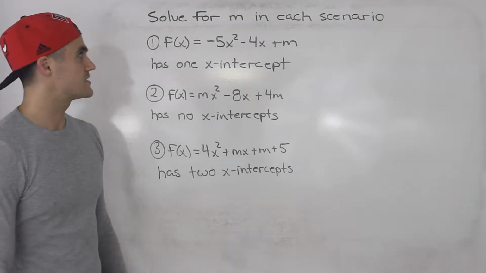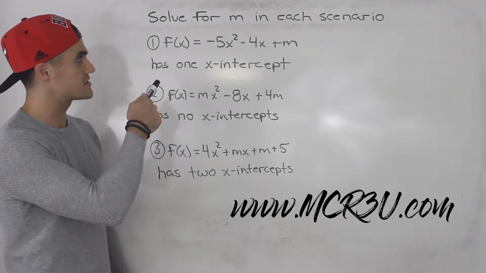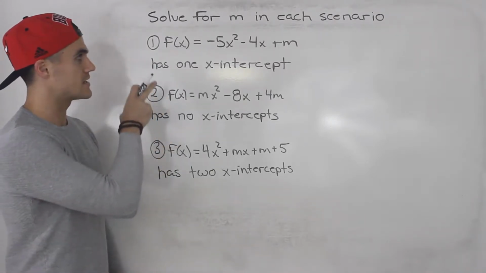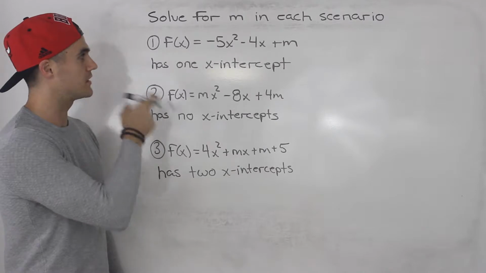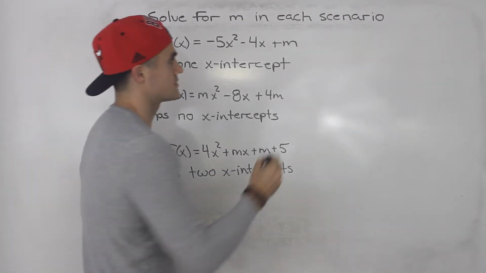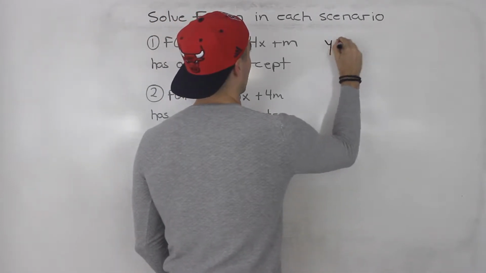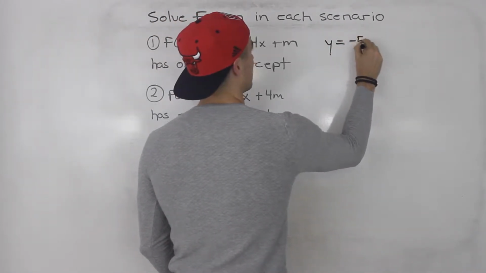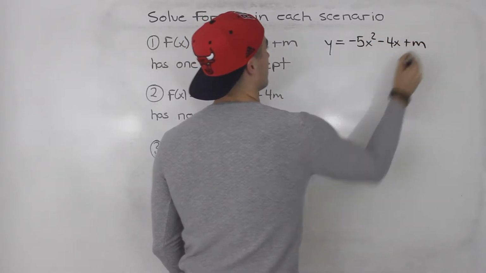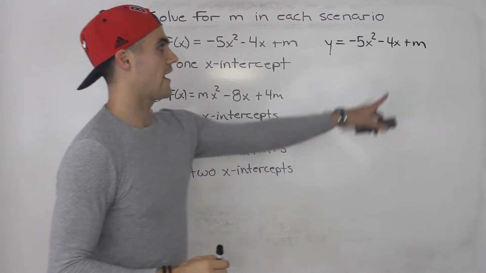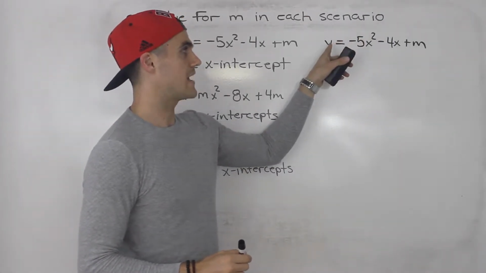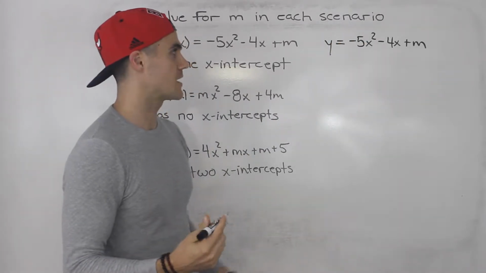Welcome back, guys. In this video, we got to solve for m, the constant m, in each of these three scenarios. So the first scenario is negative 5x squared minus 4x plus m has 1 x-intercept. So let's rewrite that over here. We got y equals negative 5x squared minus 4x plus m. So what value of m would make this quadratic have one x-intercept?